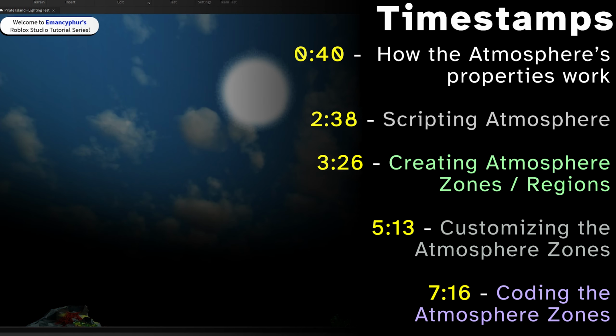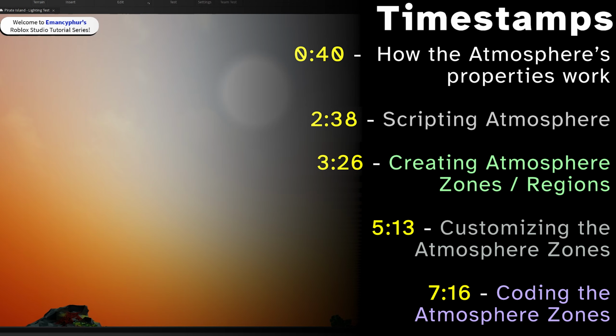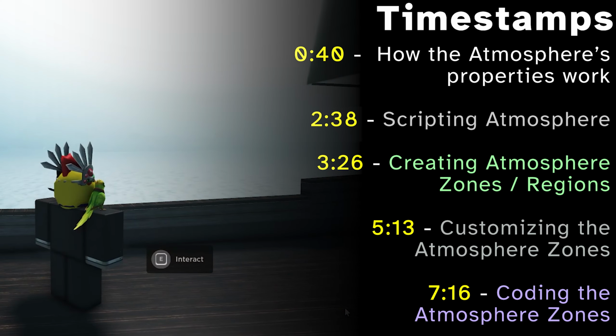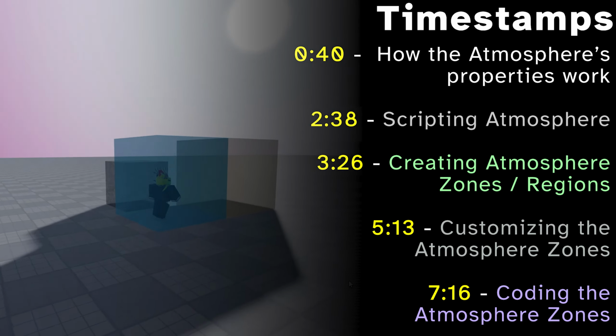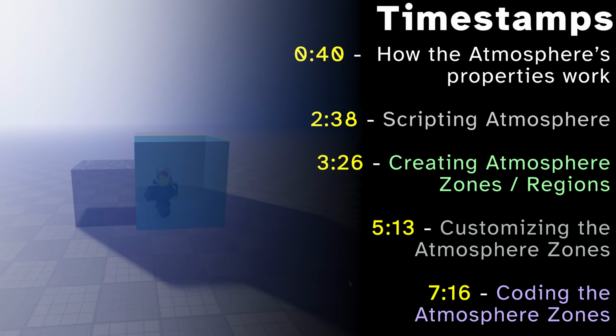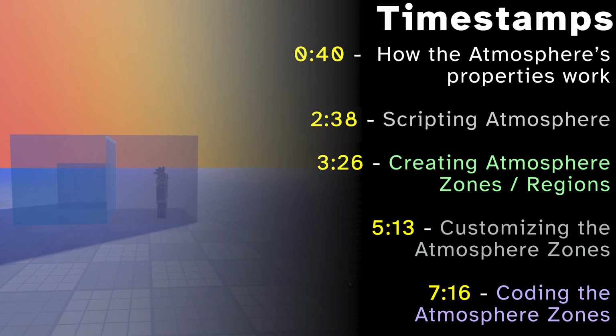After describing how each of the properties work, I will explain how we can update the atmosphere through code, including how to create custom zones that automatically change the atmosphere for players that enter the area.